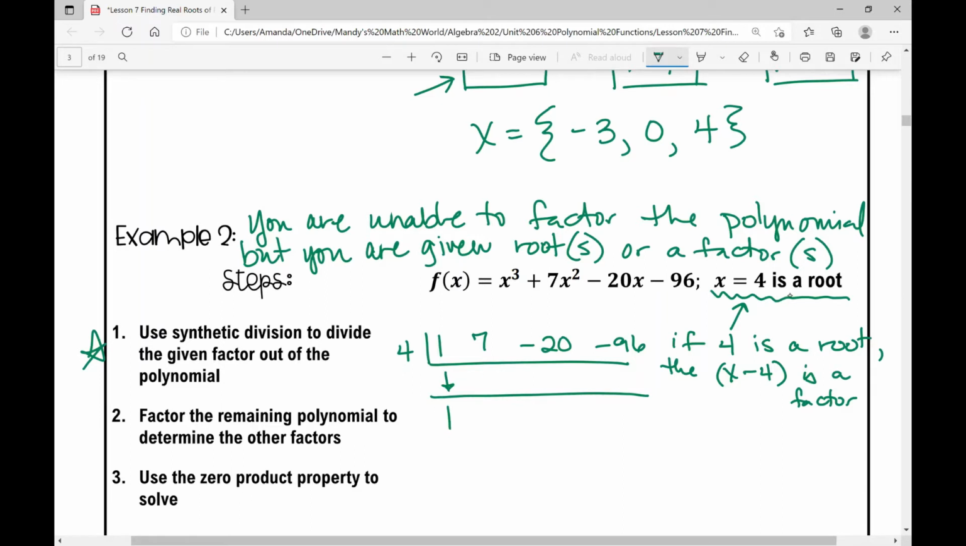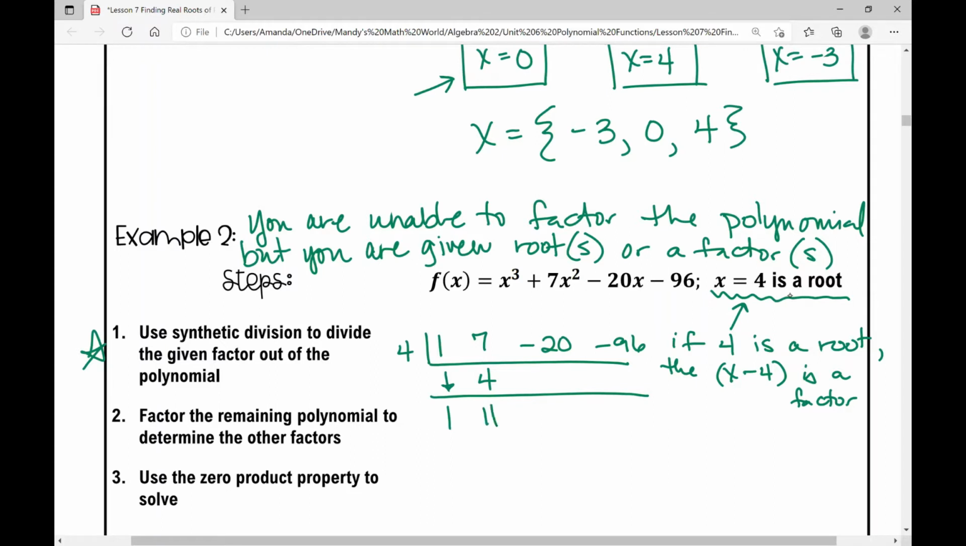1 times 4 is 4, and I add. 7 plus 4 is 11. Now I multiply 11 times 4, and I get 44. Then I'm going to add negative 20 and 44. I get positive 24. 24 times 4 is positive 96. I get 0 as my remainder.